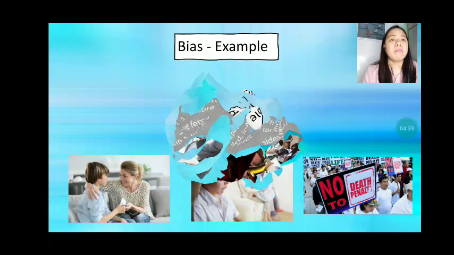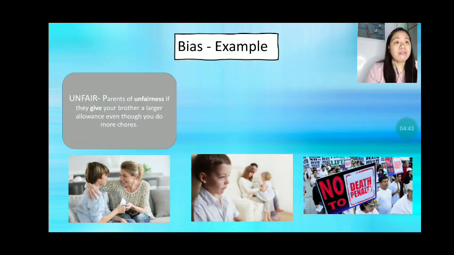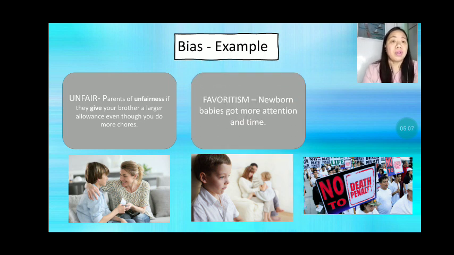So to proceed, another example of bias is when there is unfairness. Sometimes there are parents, unfortunately, who become unfair if they give your brother a larger allowance even though you do more chores, right? Sometimes nangyayari sa iba siguro na imbis na pantay lang kayo na allowance, the brother will get higher than yours. Then the parents became unfair. Okay? Kasi pareho naman kayo nagagawa ng chores.